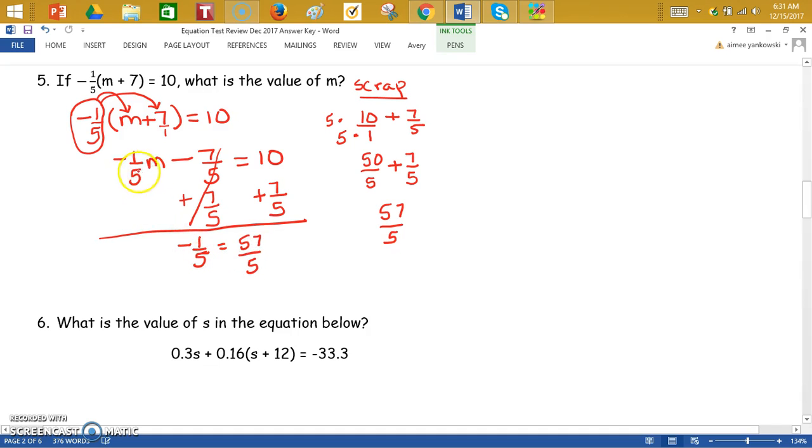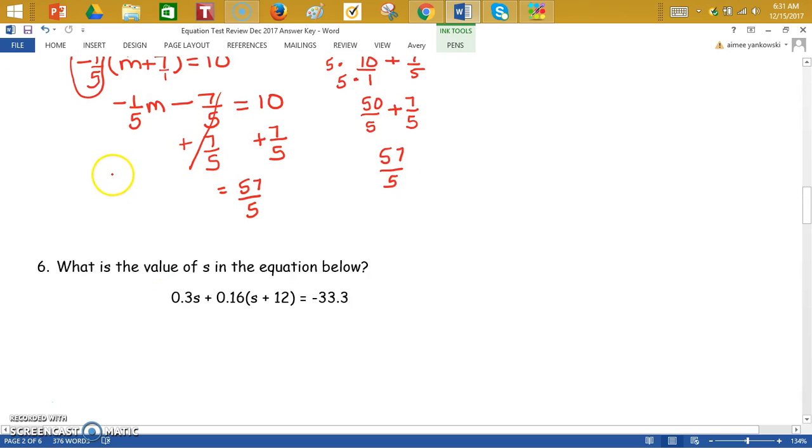So I come up with 57/5. Ooh, what did I lose with my negative 1/5 on this side? Well, that's a problem. If that negative 1/5 has an m attached, you better not lose that m. Negative 1/5 m is equal to 57/5. Then I say, what's the operation between the negative 1/5 and the m? The operation between the negative 1/5 and the m is multiplication. How do I undo multiplication? I undo multiplication with division.